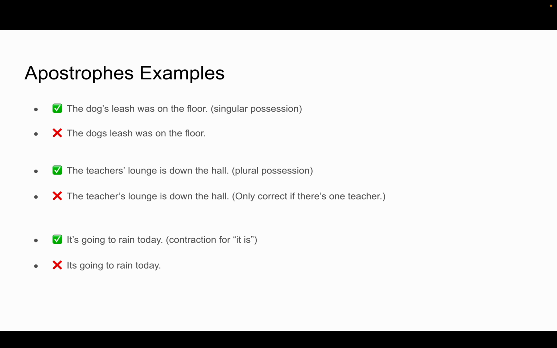Again, these are just more examples to illustrate this concept. So, the dog's leash was on the floor. The apostrophe shows the ownership, that the leash belongs to the dog. The teachers' lounge is down the hall. So this apostrophe here shows that the lounge belongs to the teachers. And again, it's going to rain today. This is to show that we are shortening it is going to rain today, right? That's the appropriate usage of an apostrophe for a contraction. And so that's that for apostrophes. There are more examples that you would see in practice quizzes.